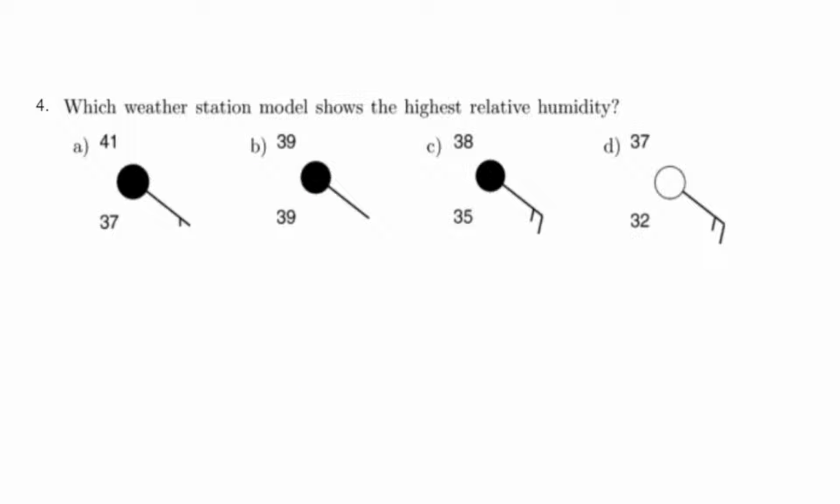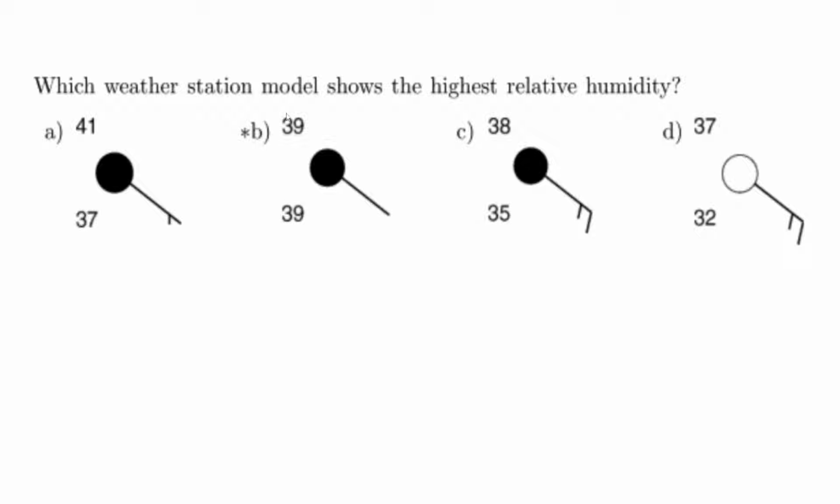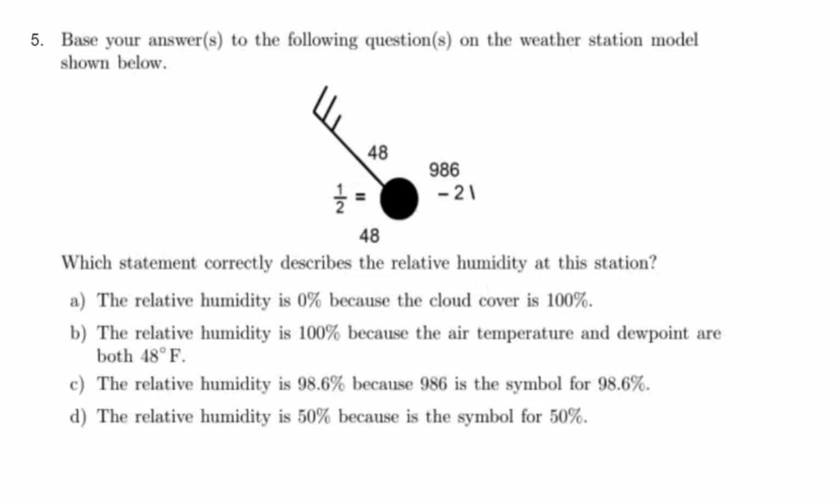So go ahead and pause this video. Try question number 4. Which weather station model shows the highest relative humidity? The correct answer is B. The reason it's B is because the temperature in the top left and the dew point in the bottom left are the same. So that means there's high relative humidity as well as a high chance of rain and clouds.